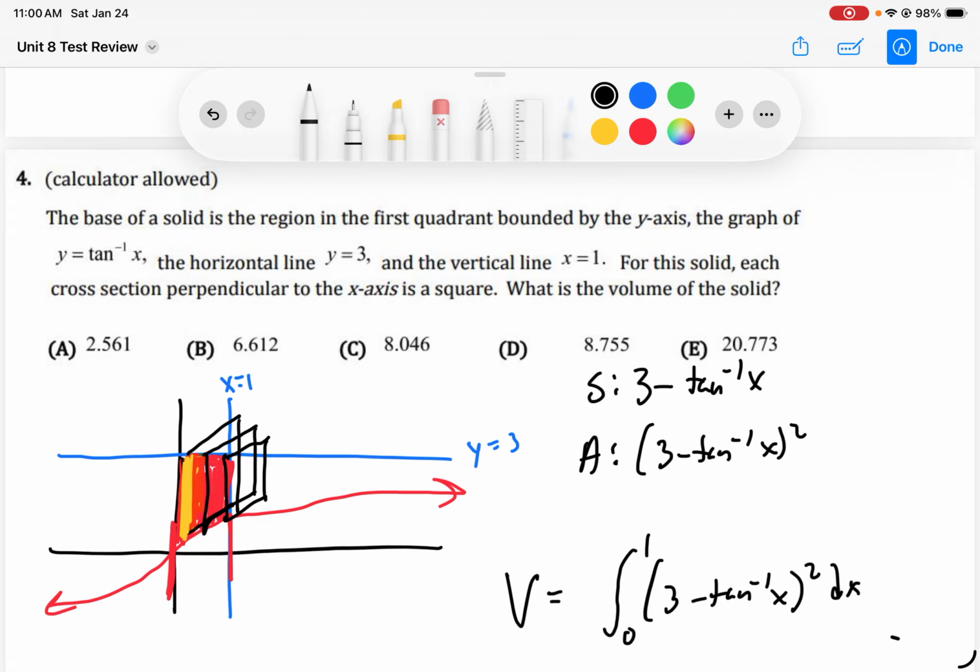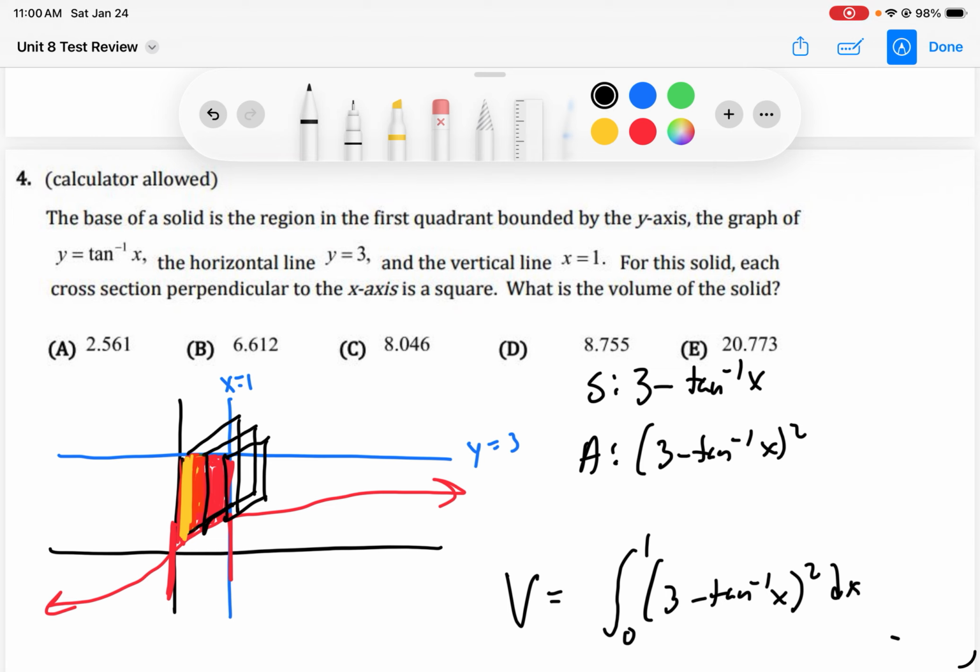Parentheses, 3 minus tangent, do the little a to the b thing, negative 1. And I think as you're doing these, you should practice typing these into Desmos, because Desmos can be a little funny sometimes, and if you do something wrong now, you can ask and try to figure it out. Don't forget to put the dx at the end.